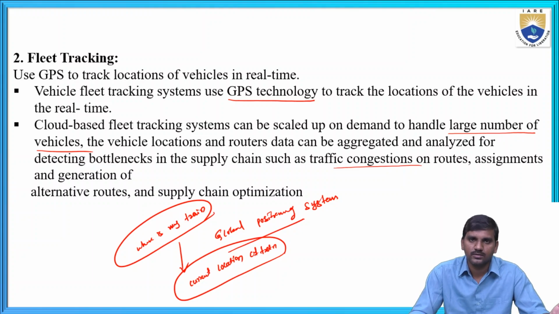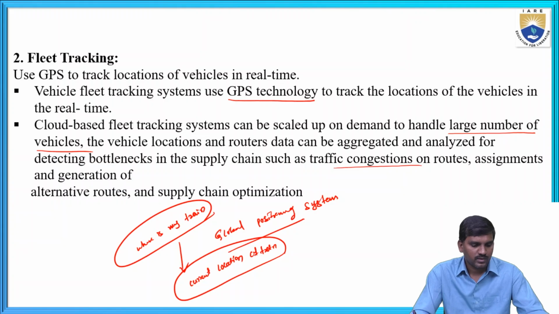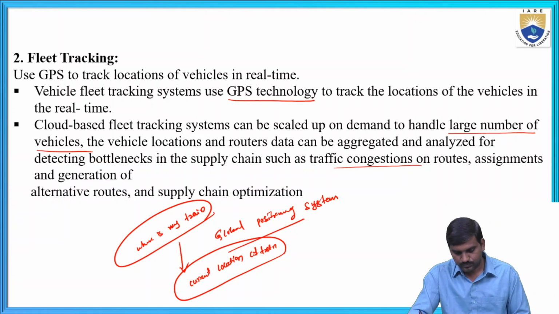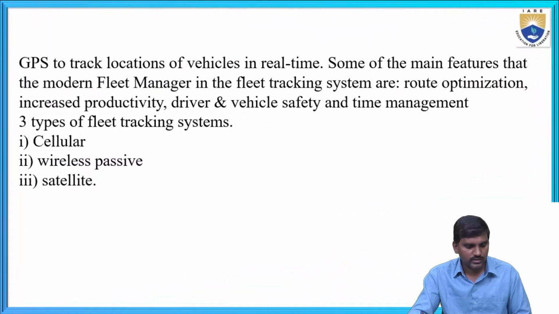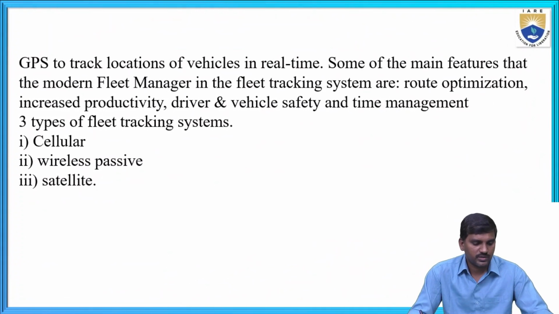So there are two options. Whether you sit in the train or somewhere else just depends on the situation; we may use these options in the train tracking system. So this is the fleet tracking. Next one, GPS, to track locations of vehicles in real time.